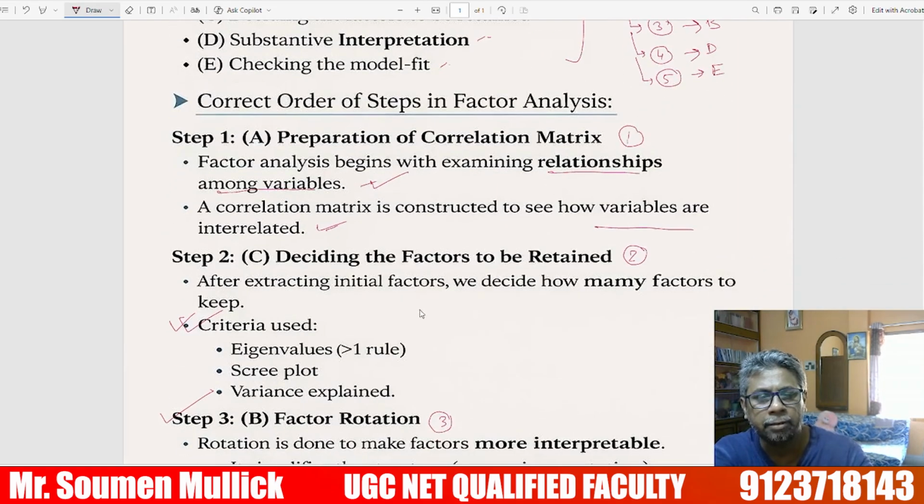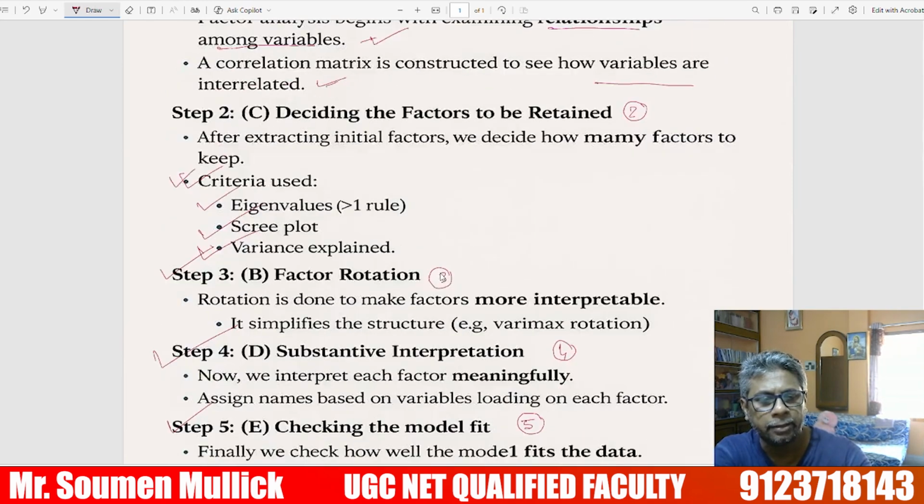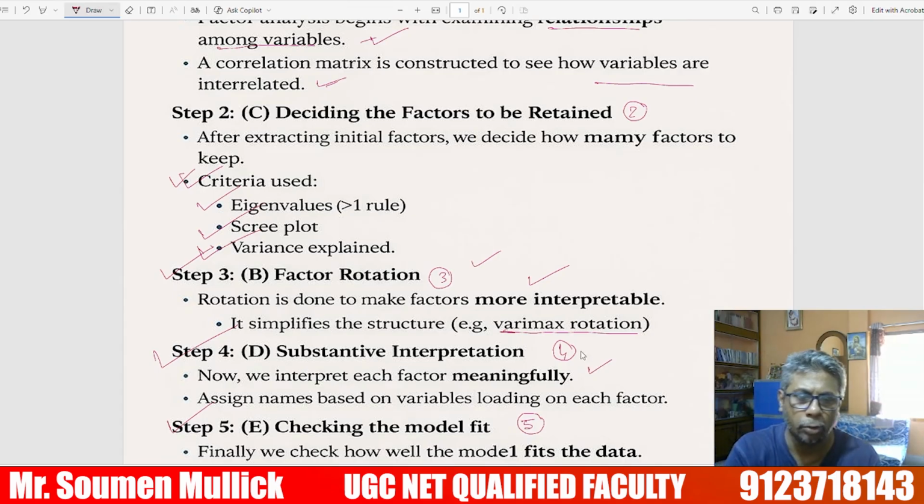Second, C, deciding the factors to be retained. In step 2, there are certain criteria: the eigenvalue should be greater than 1, the scree plot, or variance explained. We are deciding the factors to be retained. Third, factor rotation. Factor rotation is done to make the factors more interpretable and simplify the structure, for example varimax rotation. D, substantive interpretation. Now they interpret each factor meaningfully and assign a name based on variable loadings.